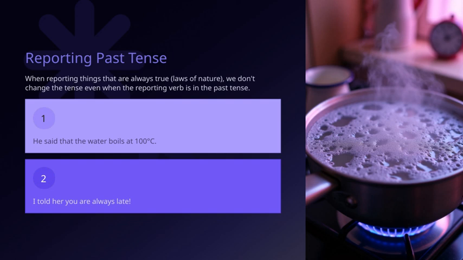This brings us to an important rule. When reporting facts or laws of nature, things that are always true, we do not change the tense, regardless of whether the reporting verb is in the past. So, in summary, if you're talking about something that's a universal truth or a scientific fact, keep the original tense intact when reporting it, even if you're speaking in the past. This helps keep the meaning clear and accurate.